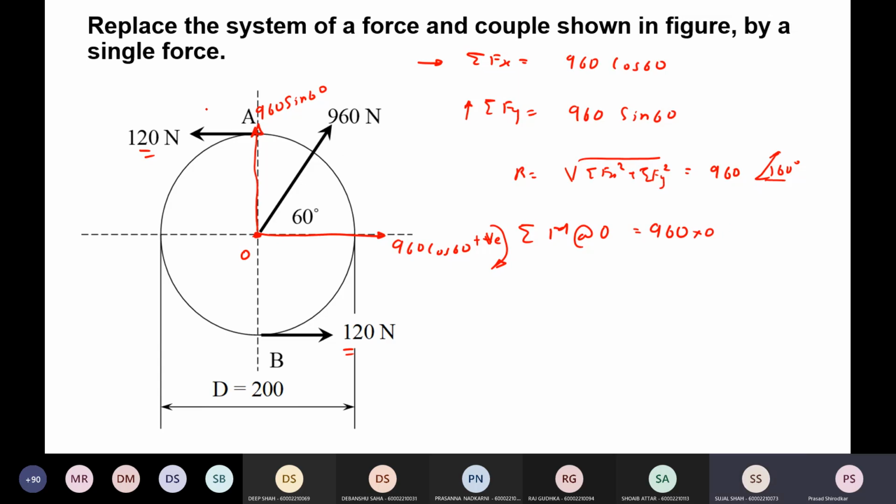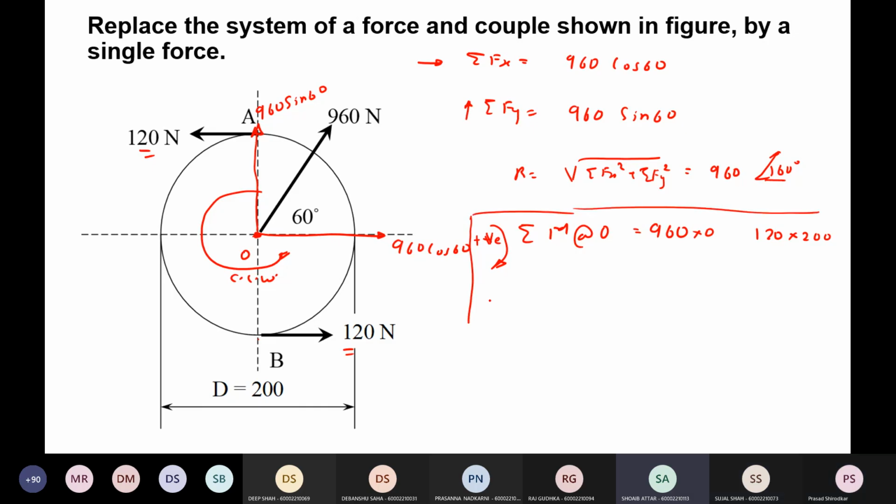But this 120 is there, no? It will be 120 into 200. And since this will rotate the disk in the counterclockwise direction, anti-clock, and we have taken the sign convention as clockwise. Sir, it would be 120 into 100, isn't it?